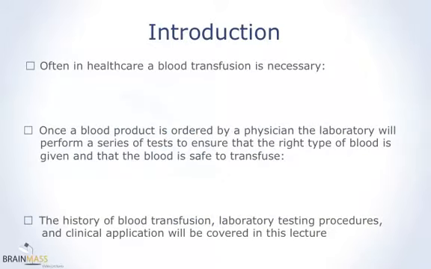Often in healthcare, it is necessary for physicians to order blood transfusions, either for emergency procedures or during routine surgical procedures. Once a blood product is ordered by the physician, the laboratory is going to perform a series of tests. These tests ensure that the correct type of blood is selected and that the blood is safe to transfuse. What the laboratory performs is usually called a type and antibody screen and a cross-match.